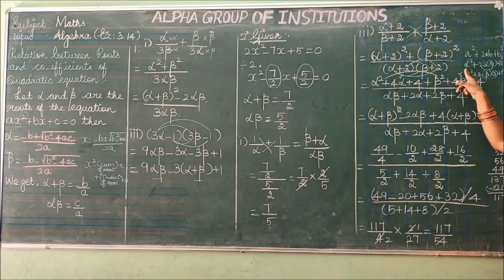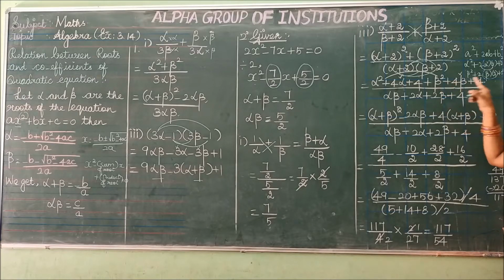Instead of a, alpha square plus 2 into alpha into 2 plus 2 square. So you can write this as alpha square plus 4 alpha plus 4. Then this is also a similar formula, a plus b whole square. So instead of a you apply beta, then for b you apply 2: beta square plus 2 into beta into 2 plus 2 square.